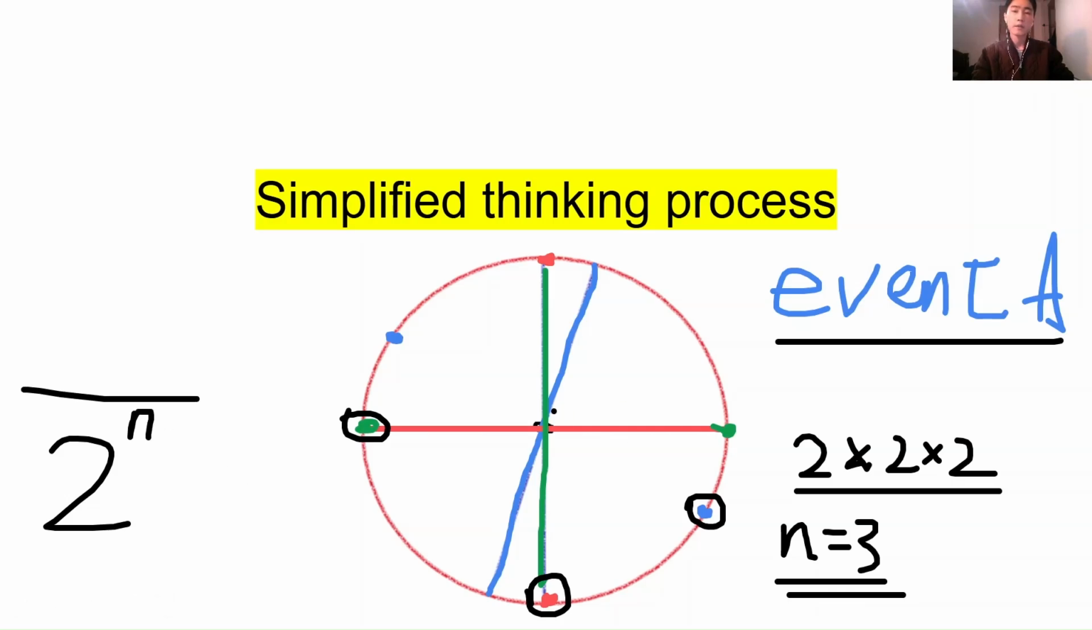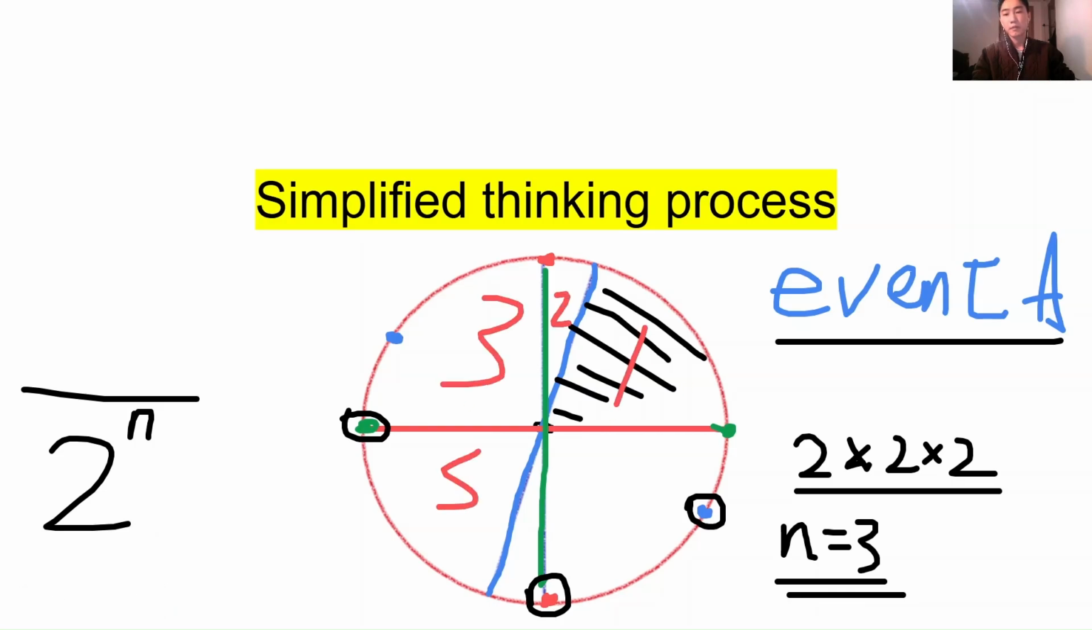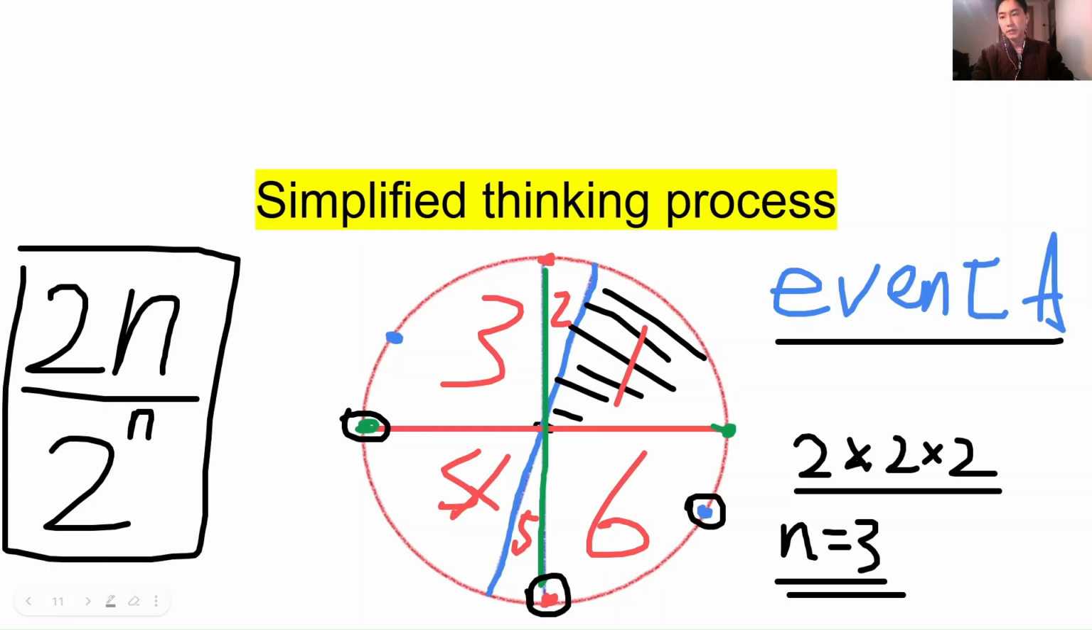Now, how many kinds of overlap areas can we find? It's 1, 2, 3, 4, 5, 6, right? And basically, I already explained, it's the number of radii. So it's 2 times the number of diameters, and it's 2 times the number of points also. So this is the answer.